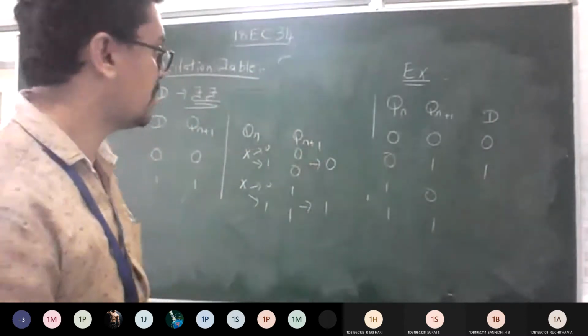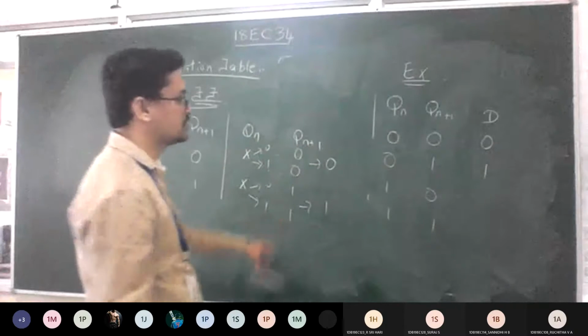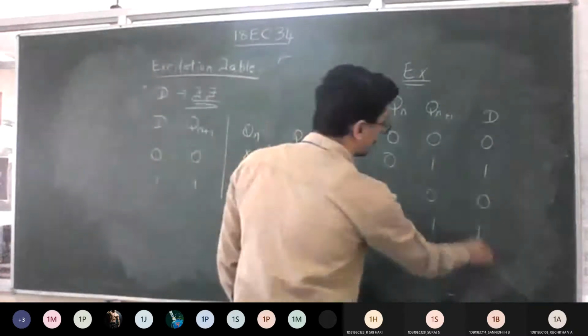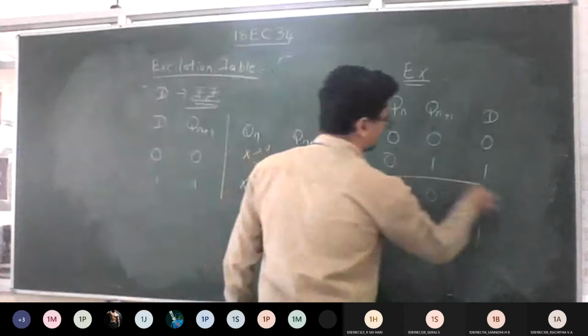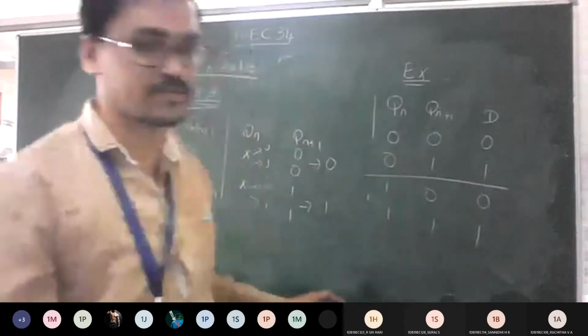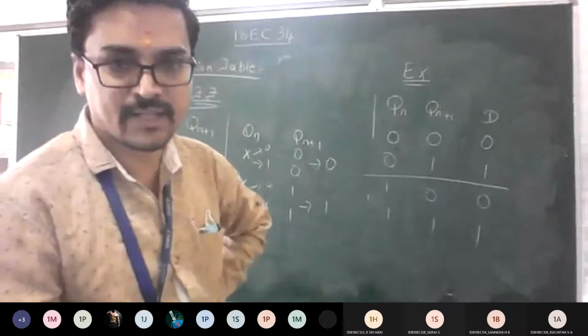Next, 1, 0. 1, 0 is here, so it means 0. 1, 1 is here, it means 1. Look at this: the first two are one category, the next two are one category. Output remains 0, 1, 0, 1. Understood or not?